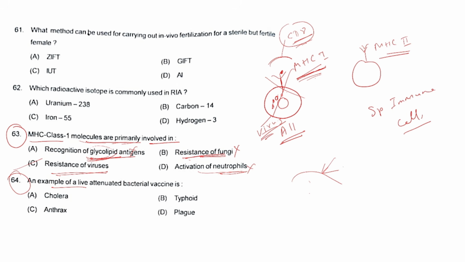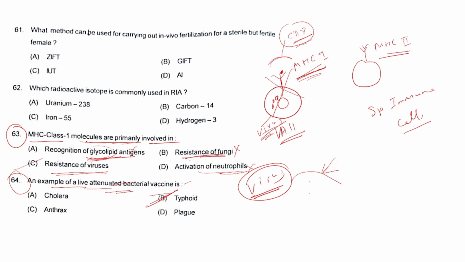An example of a live attenuated bacterial vaccine is... What is a live attenuated vaccine? A live attenuated vaccine contains weakened forms of a pathogen. Suppose any virus or pathogen is there; its weakened form is present in live attenuated vaccines. So the right answer for this will be B, typhoid.